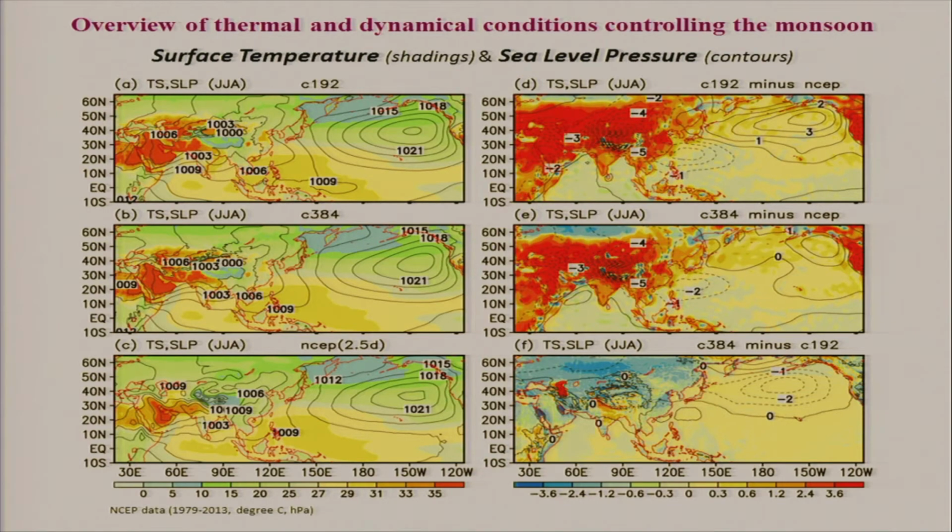The previous slide showed the precipitation result, and here I quickly show the thermal and dynamical conditions. This shows the surface temperature and sea level pressure. In the 50 kilometer simulation, HiRAM has a very strong monsoon trough, a monsoon low over the WNP, and also some simulated pressure bias over the North Pacific. But the model bias seems to be improved when the horizontal resolution is higher.